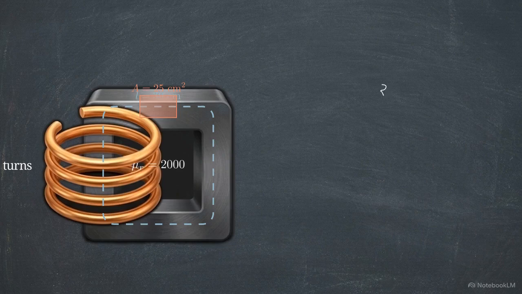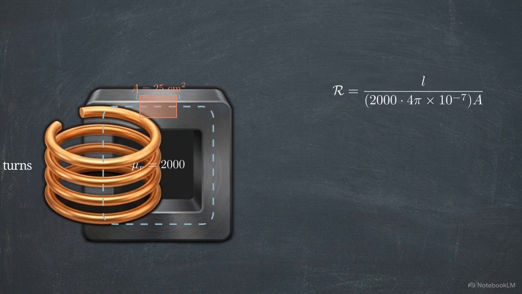Our first step is to figure out the core's reluctance. We'll use the reluctance formula, length over permeability times area. Watch out for the permeability trap. That 2000 is only the relative permeability. To get the actual permeability of the material, you must multiply it by the permeability of free space, which is 4 pi times 10 to the negative 7th.